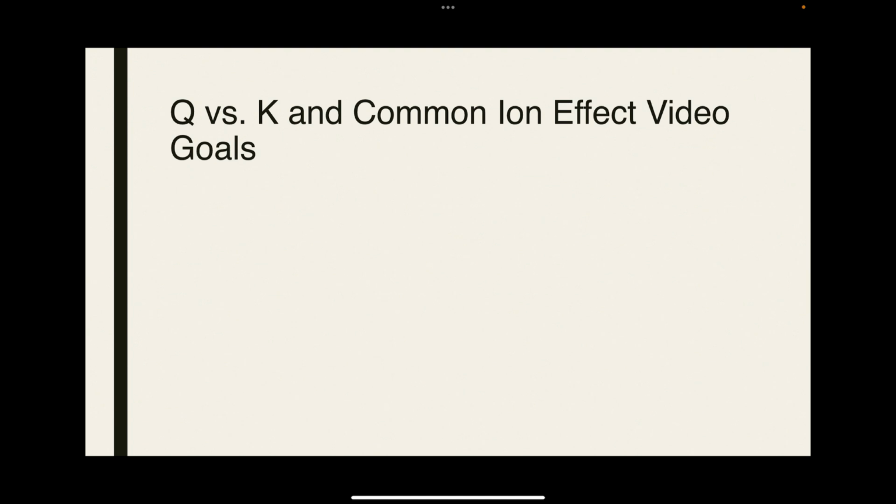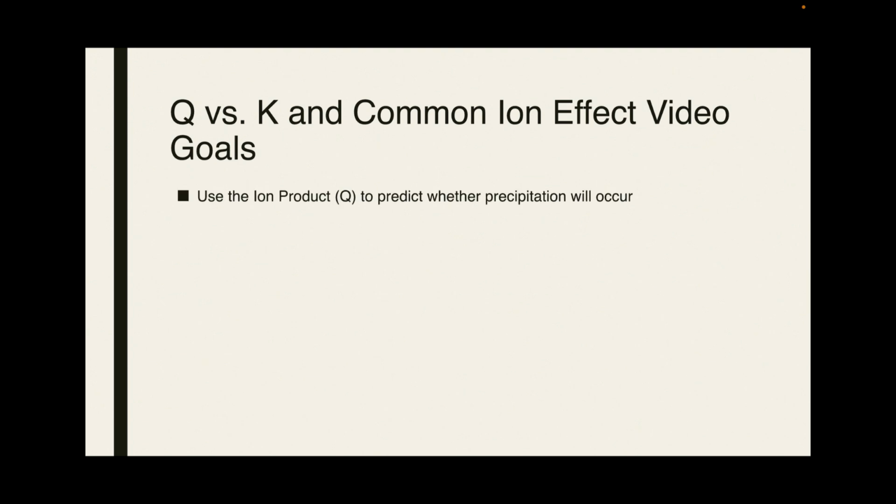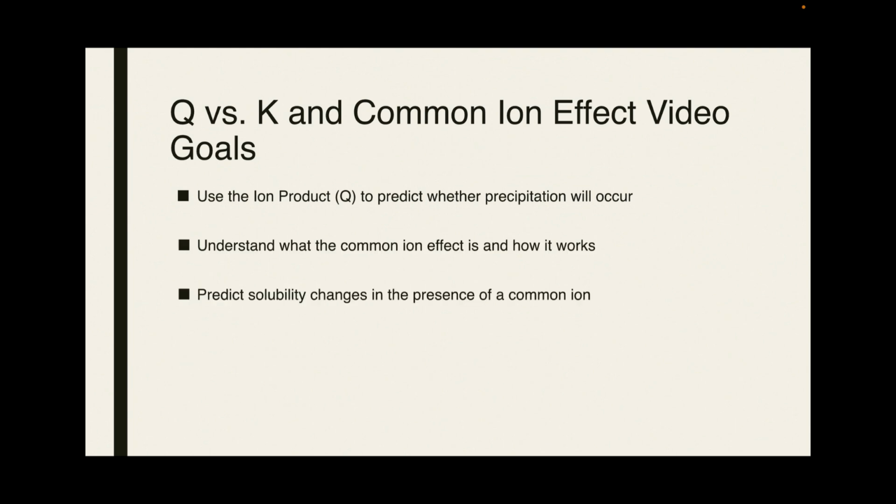That brings us to the end of this video. Let's review our goals. First, we looked at how Q, or the ion product constant, can be used to predict whether precipitation will occur. If Q is equal to K, the solution is saturated. If Q is greater, precipitation will occur. And if Q is less than K, the solution is unsaturated and no precipitate will form. Then we looked at what the common ion effect is and how it works. Then we learned to predict solubility changes in the presence of a common ion. Generally speaking, the presence of a common ion will decrease the solubility of a salt.